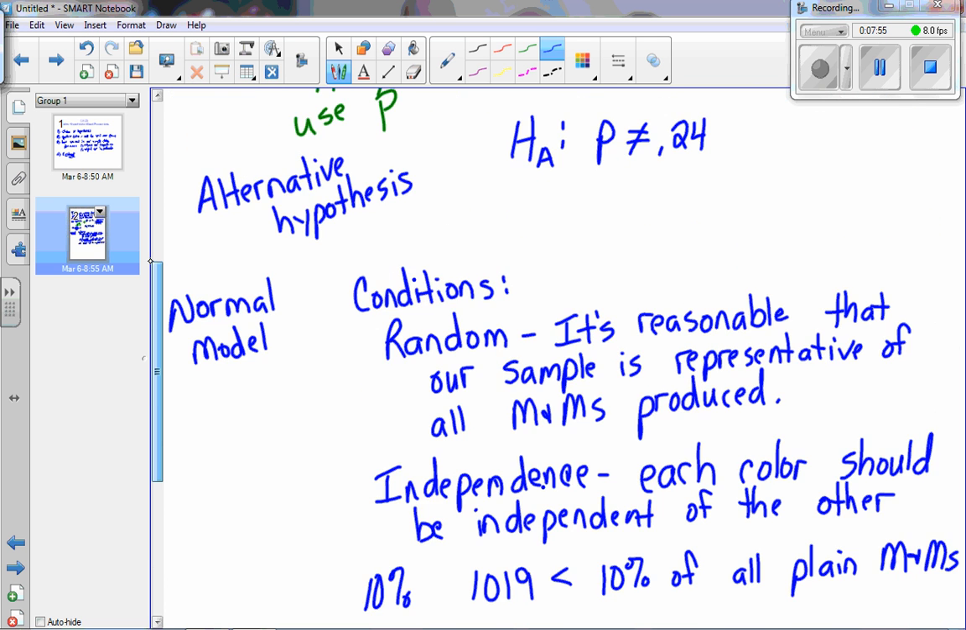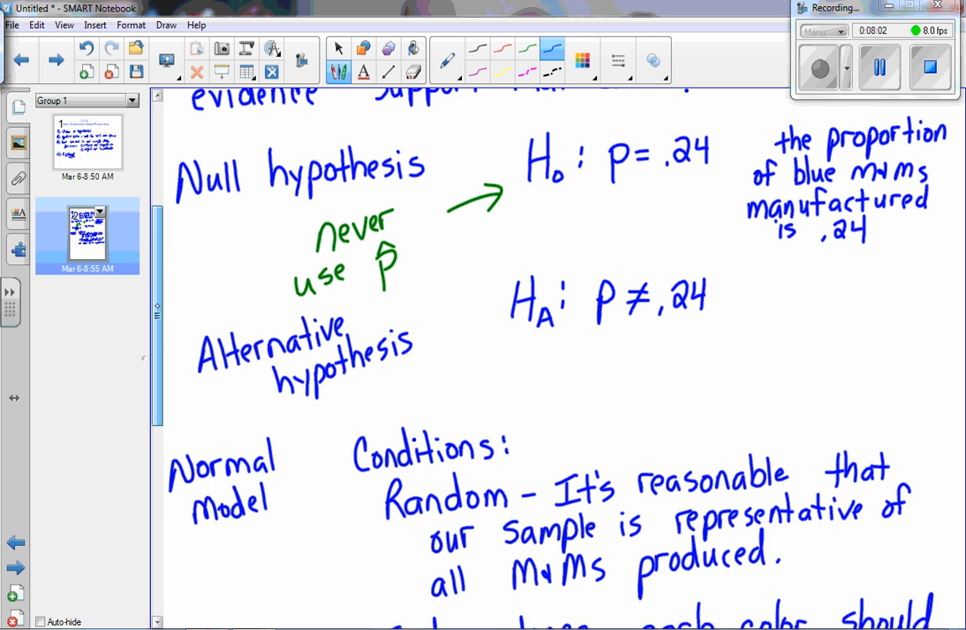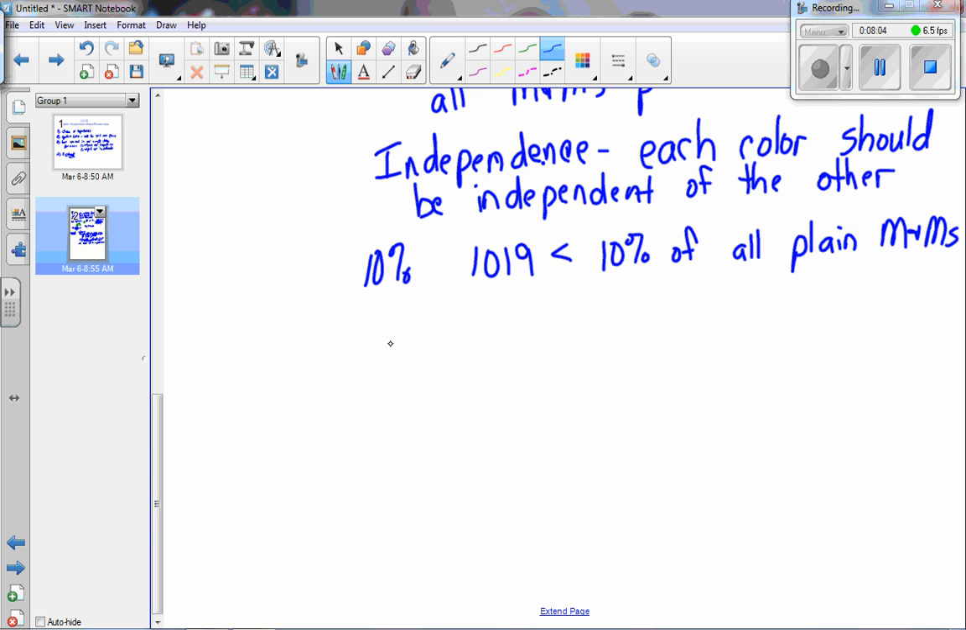Now the last one is going to be a little bit different because we're going to assume, remember in our null hypothesis, we said that the true proportion is 0.24. So we're using that value when we test. We're going to test n times p greater than or equal to 10. So n times p is 1,019 times 0.24, and for that I get approximately 245, which is definitely greater than or equal to 10.